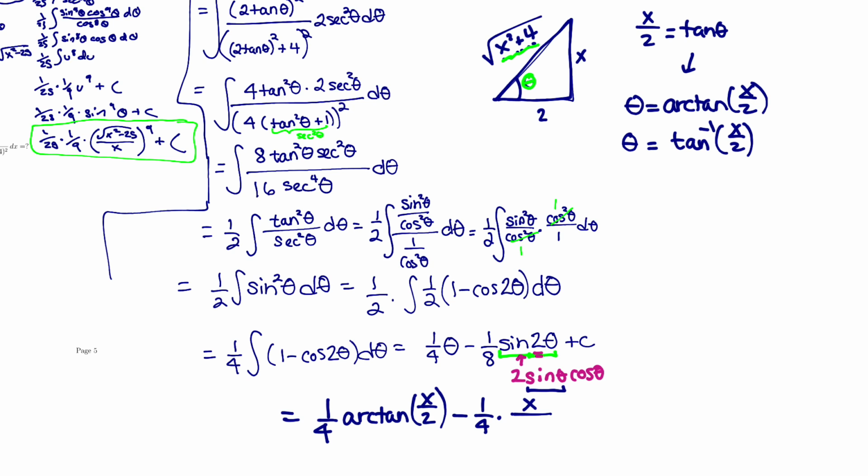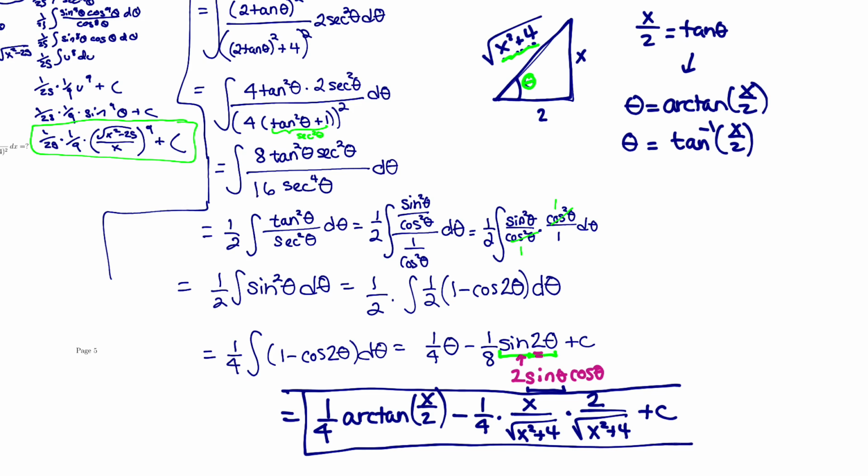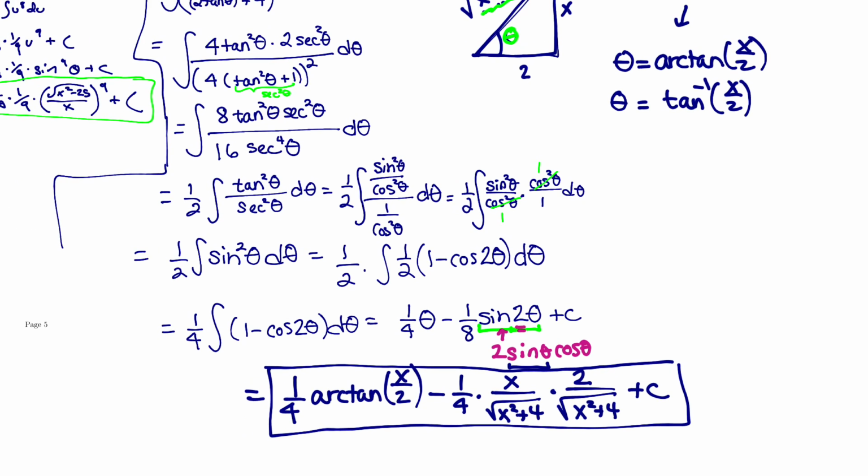Sine of theta is opposite over hypotenuse. Cosine theta is adjacent over hypotenuse. And so you guys, if you want, you can cancel it down. You could get a 1/2 coefficient on the whole thing. But I'm just going to stop right there just to show you that's where all the pieces come from. So everybody should be getting 1/4 arctangent x over 2 minus 1/4 times x over the square root of x squared plus 4 times 2 over the square root of x squared plus 4. Like I said, we could simplify this down a little more, but I simply want to stop there so we see where all the pieces came from.